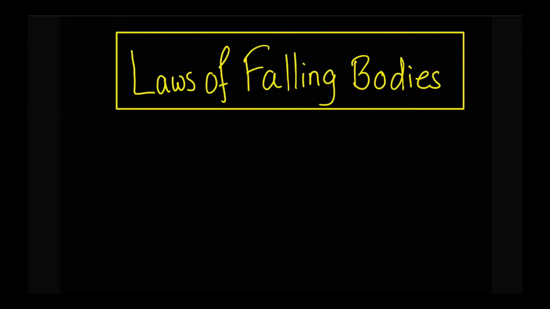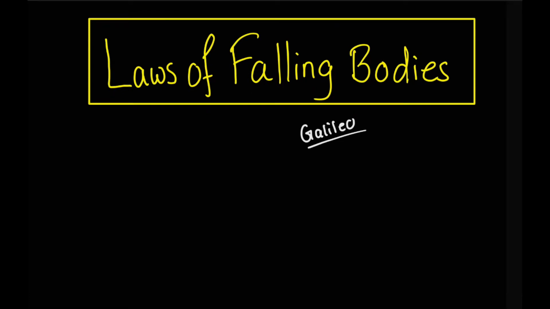Today we are going to talk about the laws of falling bodies, and by the laws of falling bodies we refer to the scientist Galileo Galilei. Now, Mr. Galileo set out three fundamental laws of falling bodies, and what are they? Well, the first law of falling bodies as described by Galileo states that in a vacuum all freely falling bodies starting from rest traverse equal distance in equal time.